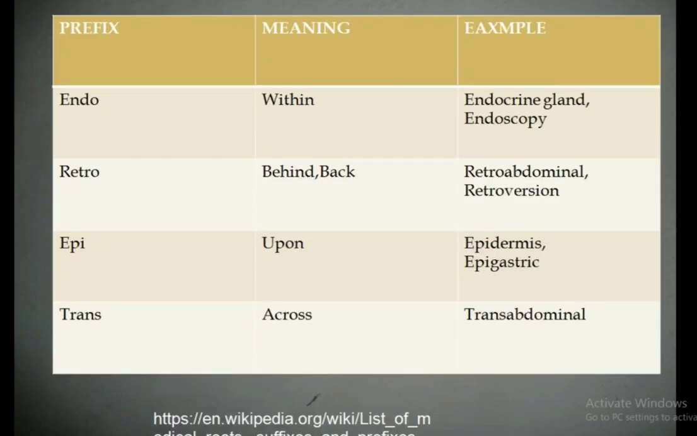In order to understand some medical terminology, here is a table so that you can understand the medical terminologies: prefix, meaning and example. Endo means within the body or within some instrument. Examples of endo are endocrine gland and endoscopy. So endo means within.